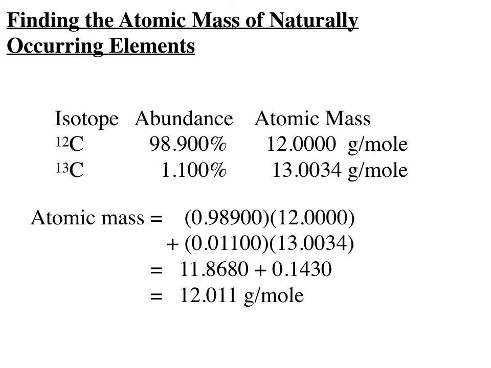So 98.900% of them are exactly weighing 12 grams. That means dividing that abundance by 100, 0.98900 times 12 will be added to dividing 1.1 by 100, 0.011 times 13.0034. I get the numbers you see below, add those numbers together, and that gives me the molar mass of carbon that I would find in the periodic table. It's the averaged molar mass of all carbon atoms scooped out of the ground.